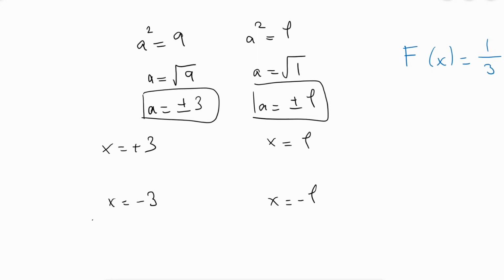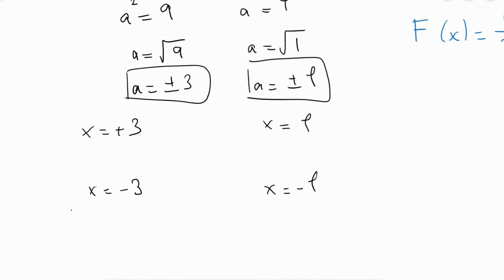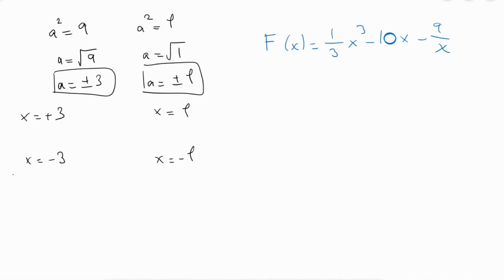But it wants me to find the points, so I also need to find the y point for each of these points. So what I'm going to do is plug whatever x value I found into the original equation in order to find what y is. So this is my original equation, so I'm going to go ahead and do it for 2 of them, and then for the rest I'm just going to put out a solution because it's the same thing over and over again. So over here I'm going to put 1 over 3 times 3 cubed minus 10 times 3 minus 9 over 3.